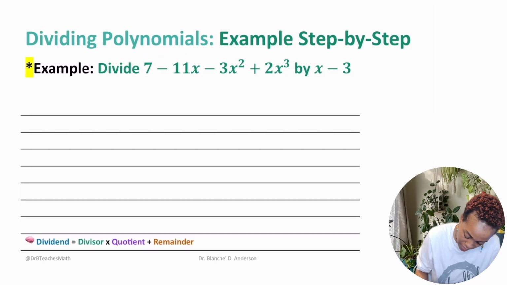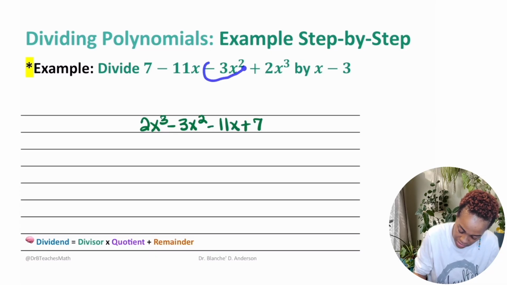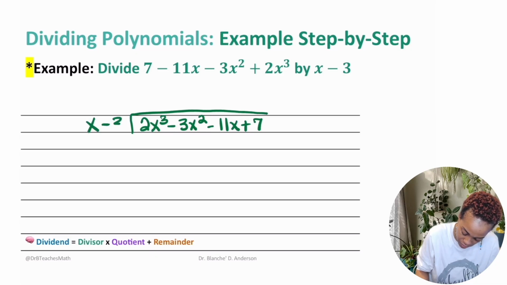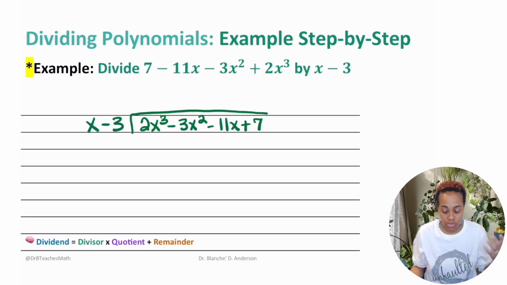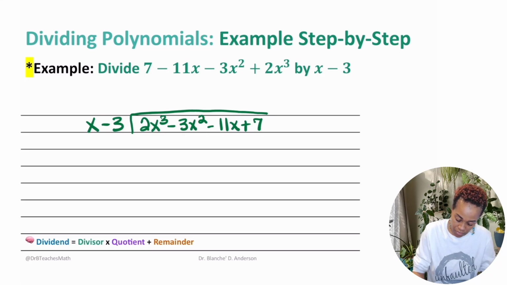So let me write it: we have 2x cubed, minus 3x squared, minus 11x, and then plus 7. Notice I kept the signs with those numbers. And that's going to be divided by x minus 3. So far, so good? So again, look at the first term, this 2x cubed. What times this x will give me 2x cubed?